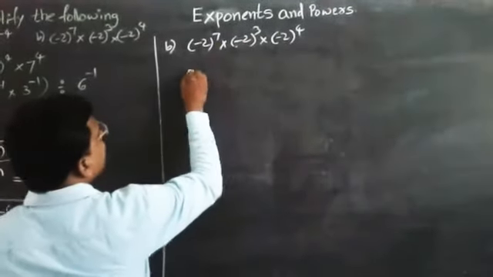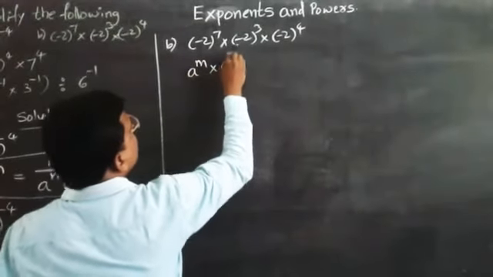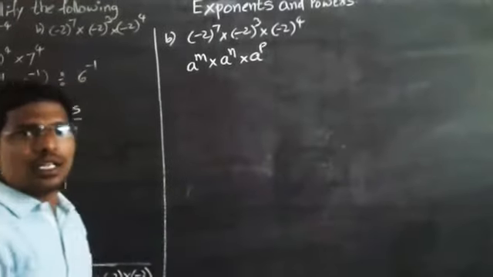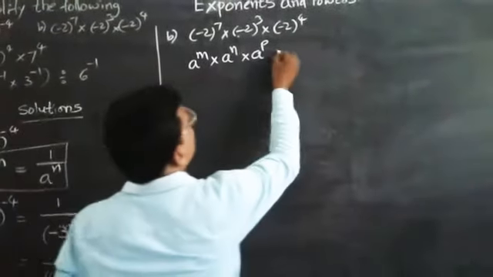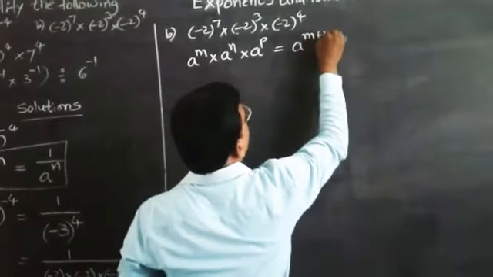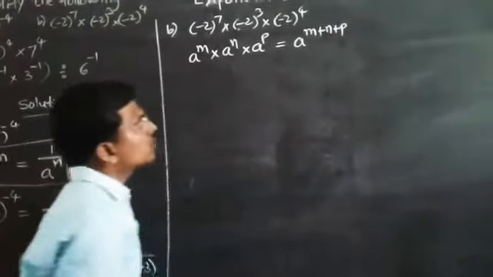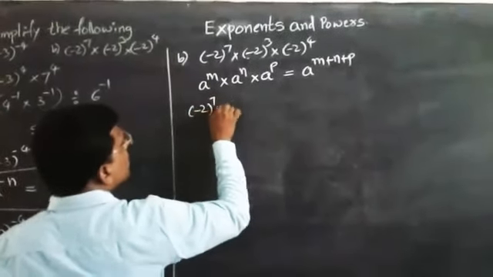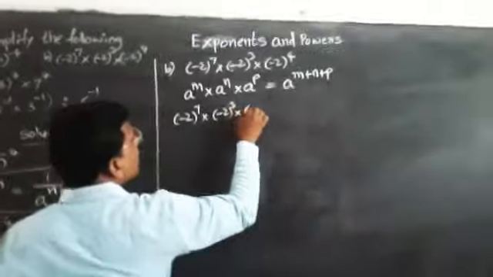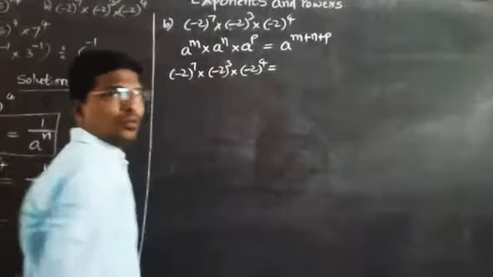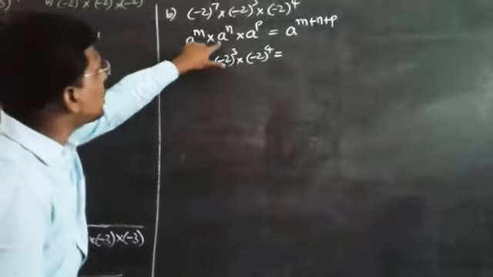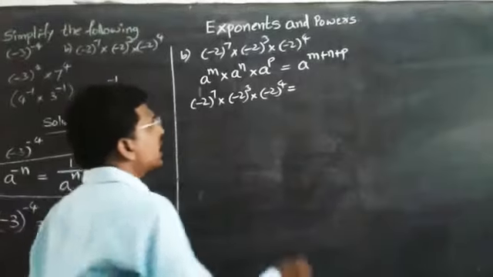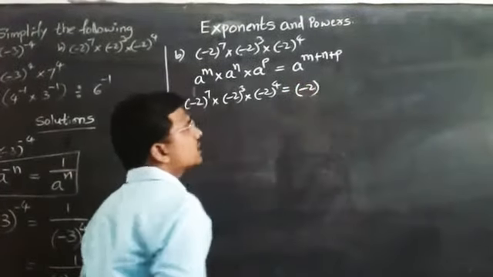So when the bases are the same and the powers are different, we should use this formula: a to the power of m into a to the power of n into a to the power of p is equal to a to the power of m plus n plus p. Use this rule and you can get the answer. If you observe, the a value is the same, but the m, n, p values are different. So in this case you can use this formula.